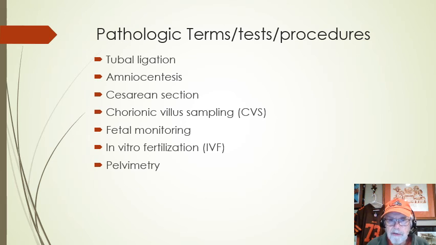Chorionic villus sampling. Again, they can look at some of the genetic characteristics of the embryo by going inside the uterus, seeing where the embryo is attached to the wall, and taking a little sample of tissue from the chorion to look for genetic abnormalities.